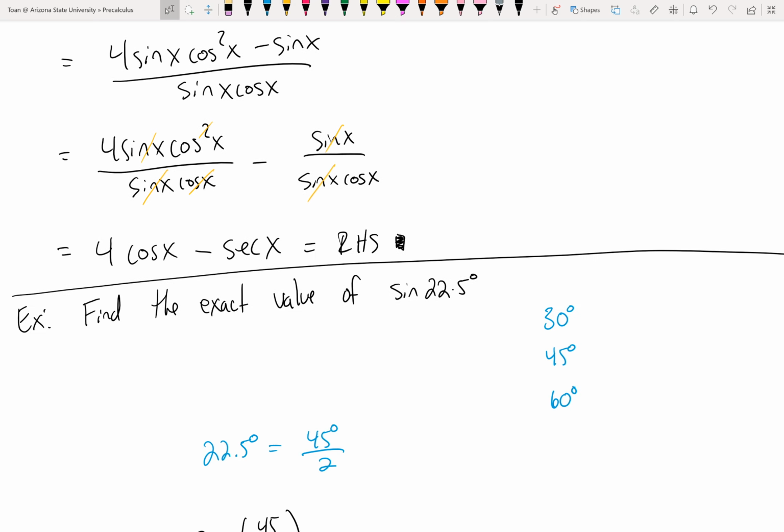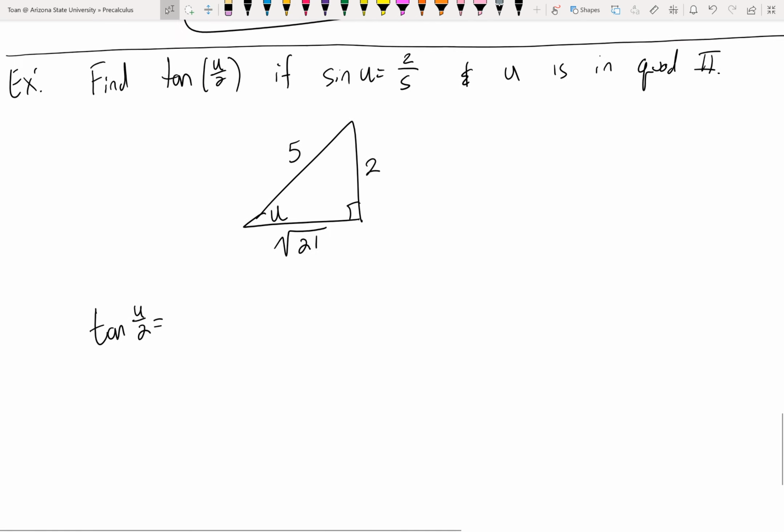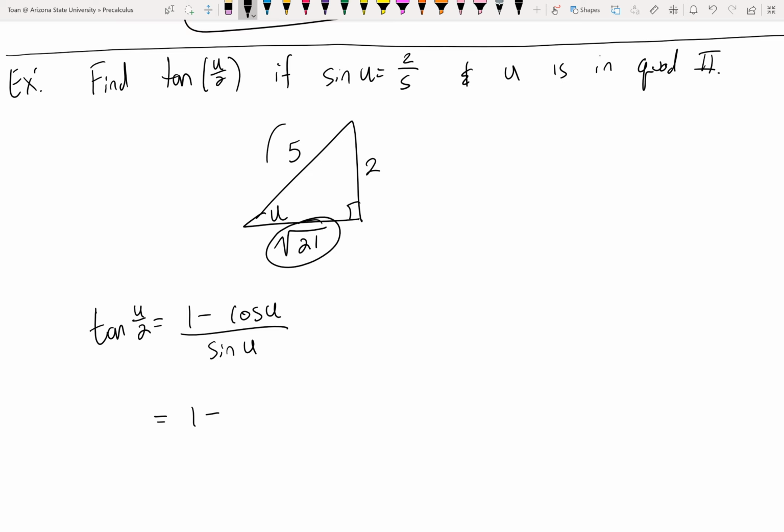So I know tangent of U over 2 is going to be 1 minus cosine of U over sine of U. 1 minus, now cosine of U, I can just read adjacent over hypotenuse. Radical 21 over 5, but you always have to be mindful of what quadrant you're in. They tell me U is in quadrant 2, and I should know that cosine is negative in quadrant 2, over sine of U, which they told me was 2/5, and since we're in quadrant 2, it's positive.